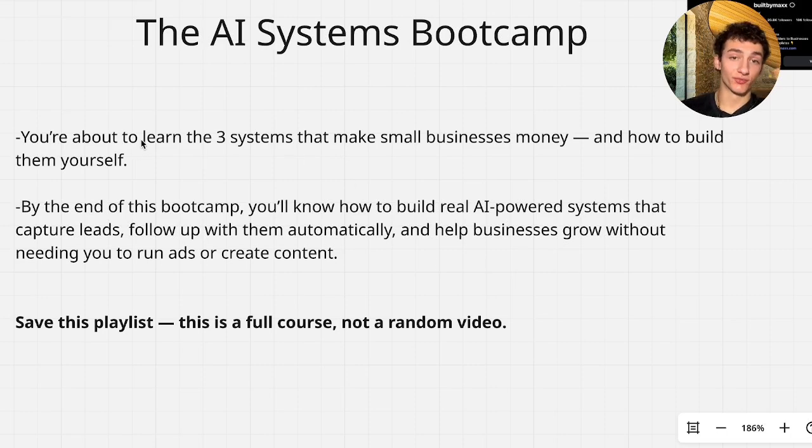You're about to learn the 3 systems. This is the most important part, and this is a recurring theme throughout this: the 3 systems that make small businesses money and how to build them yourself. Throughout my time in this space, I've noticed that there's a ton of different systems. Obviously, there's an unlimited amount, but there's a ton of different things that people are promoting, saying this is the best thing. They all fall into 3 categories, which we're going to cover.